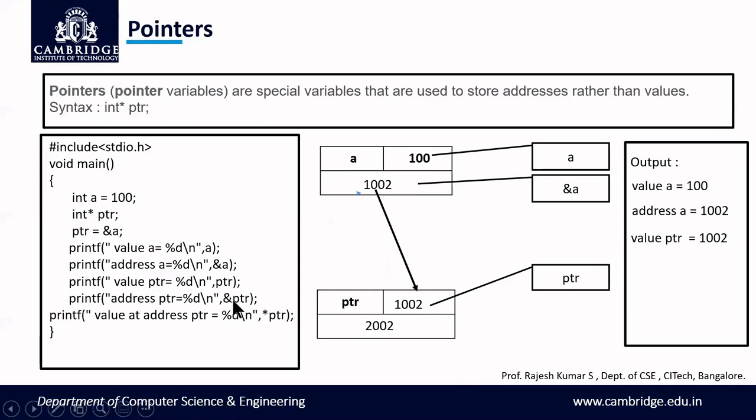When I print only ptr, it will print the address. When I write ampersand ptr, it will print the address of this pointer. What is the address of this pointer? We have assumed it to be 2002. Now ptr has got the address 1002, and in this address there is a value, 100.